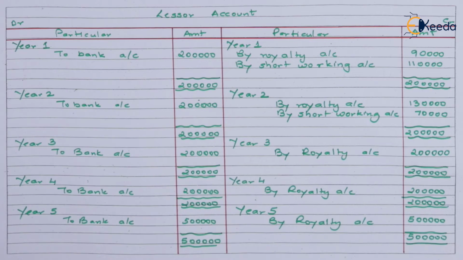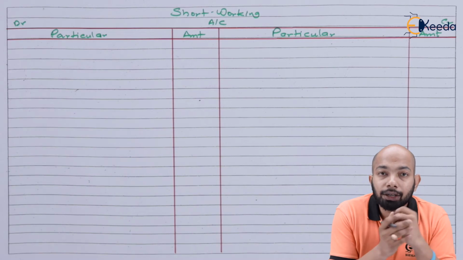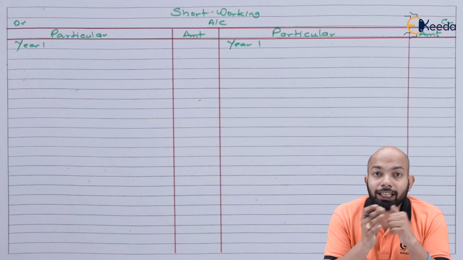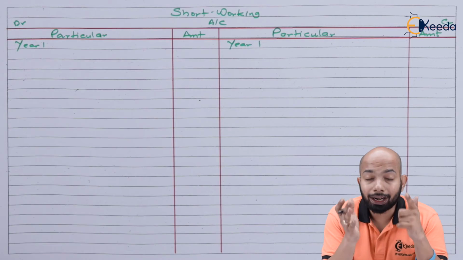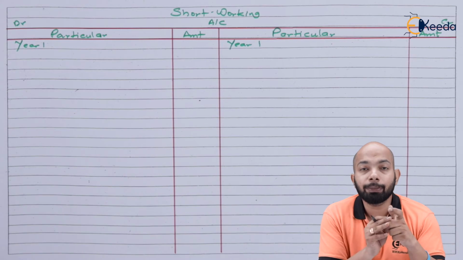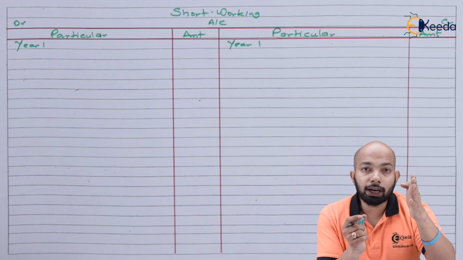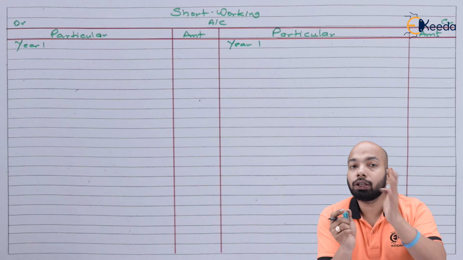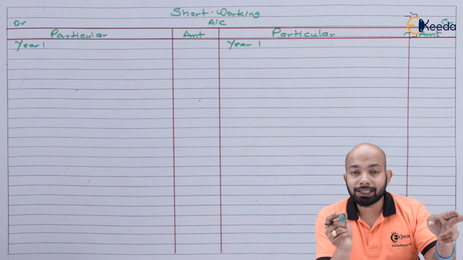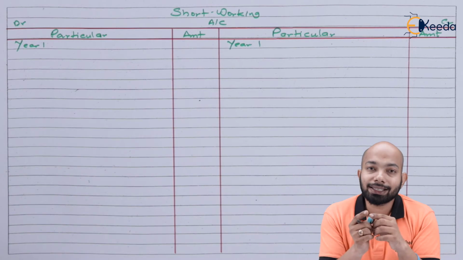Now we'll go on to the next account, that is short working account. So let's start with year 1. When it comes to short working, the first few years will have only the lessor account on the debit side, because the entry that was passed in the first few years was royalty account debit, short working account debit to landlord account, or rather to lessor account. So on the debit side of short working, it will be to lessor, and that will be the balancing amount.